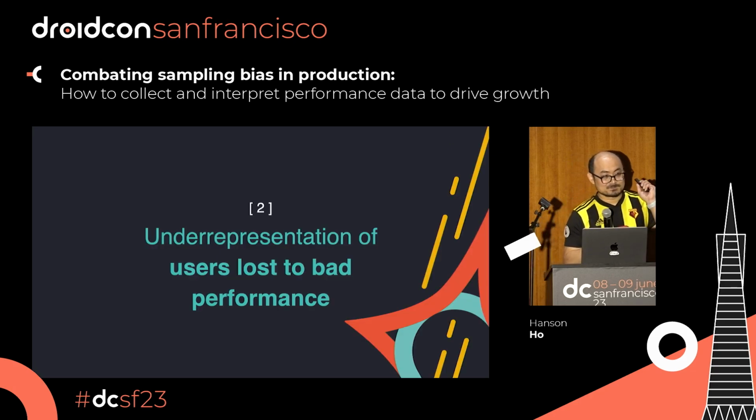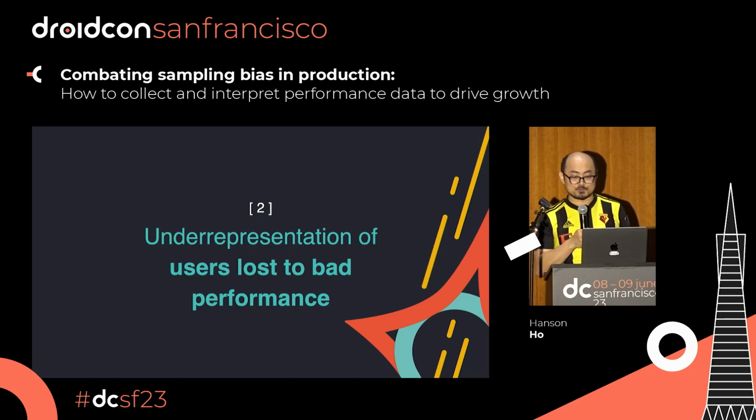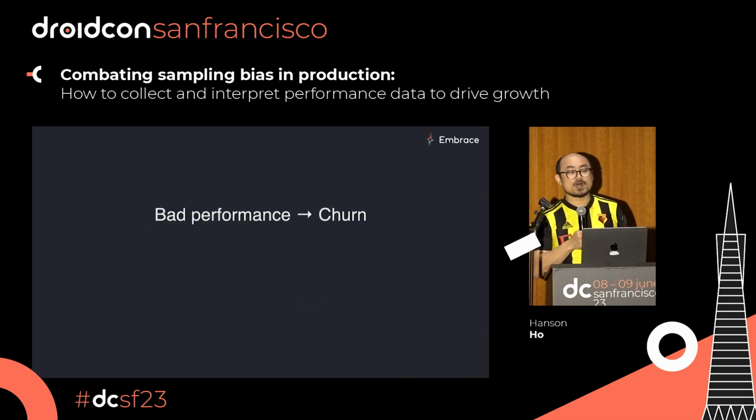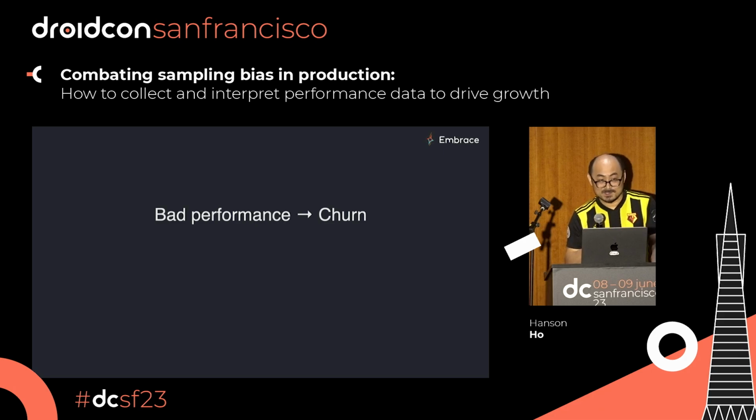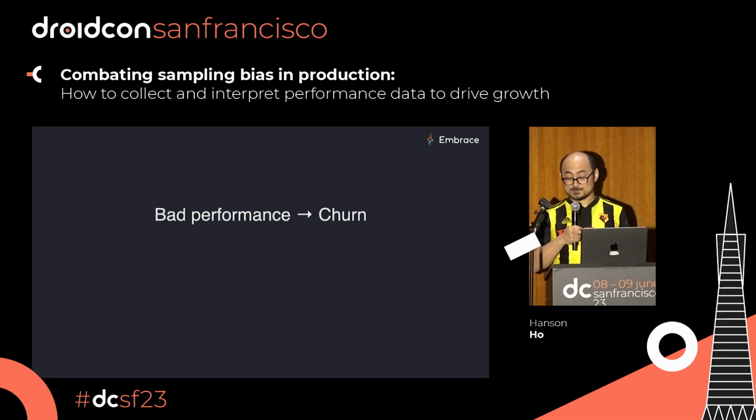That's the first one, overrepresentation of heavy users. The second one I'm going to talk about is the underrepresentation of users that you've lost or are going to lose to bad performance. Now, we know that bad performance tends to lead to churn. It's not the only reason users stop using your app, but it's a key one. If you load up an app and it's too slow for you to use, what do you do? You stop using it.